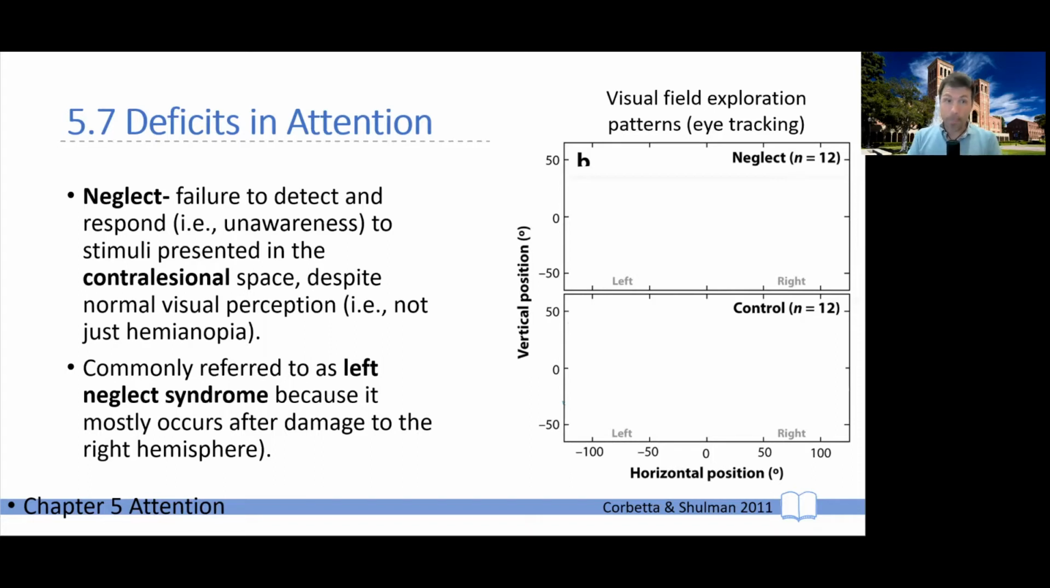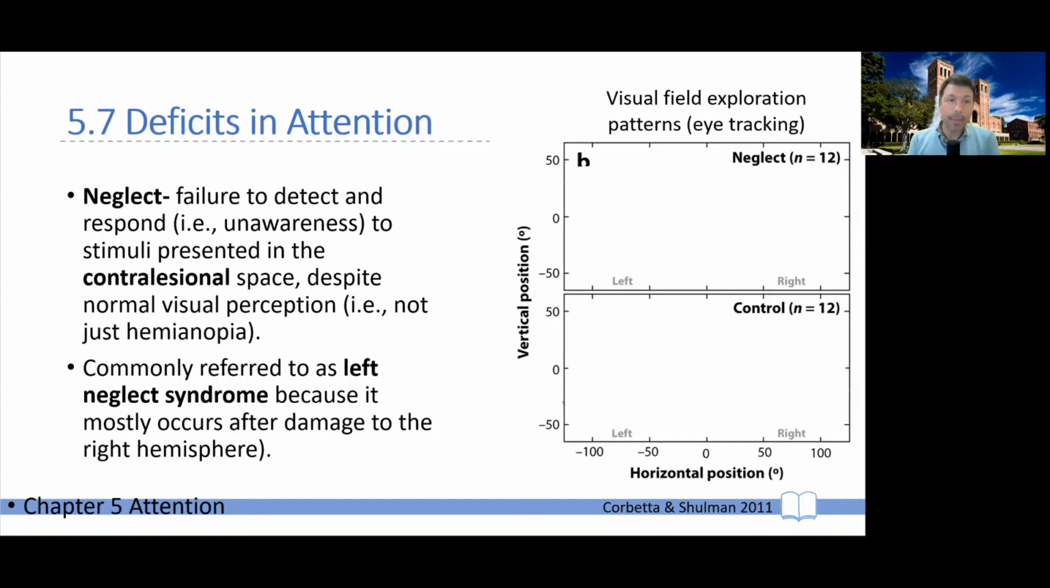Now, importantly, these patients seem to have perfectly fine visual acuity. So it's not a visual impairment, and we're going to see this a little later on. It seems to be an attentional impairment. It is also commonly referred to as left neglect syndrome or HemiNeglect.